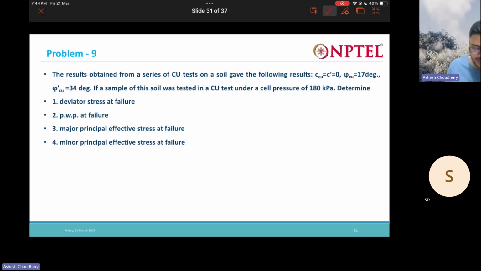The results obtained from a series of CU tests on a soil gave the following results. We have c_cu is equal to 0, phi_cu 17 degrees, phi prime 34 degrees. If a sample of this soil was tested in a CU test under a cell pressure of 180 kPa, determine this. Okay, let us see.